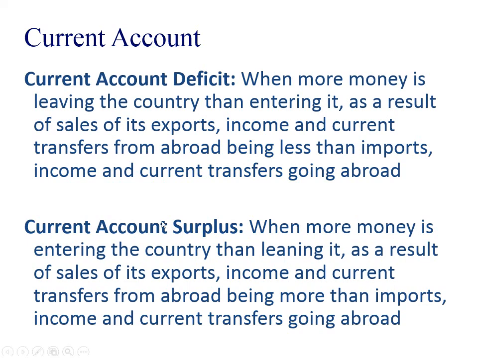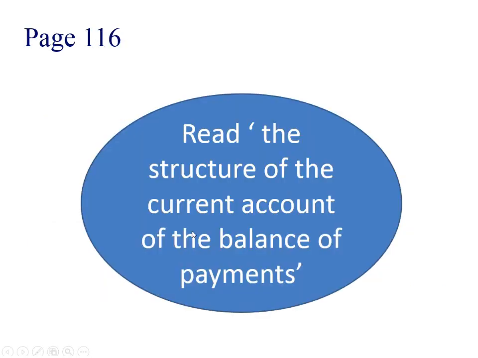And if you had a positive figure, it would be a surplus, so that's more money entering the country than leaving it, as a result of the sale of its exports, income, and current transfers from abroad being more than imports, income, and current transfers going abroad. I wouldn't learn the whole definition, I'd just learn it up to that point there. So current account deficit: when more money is leaving the country than entering it. Current account surplus: when more money is entering the country than leaving it.